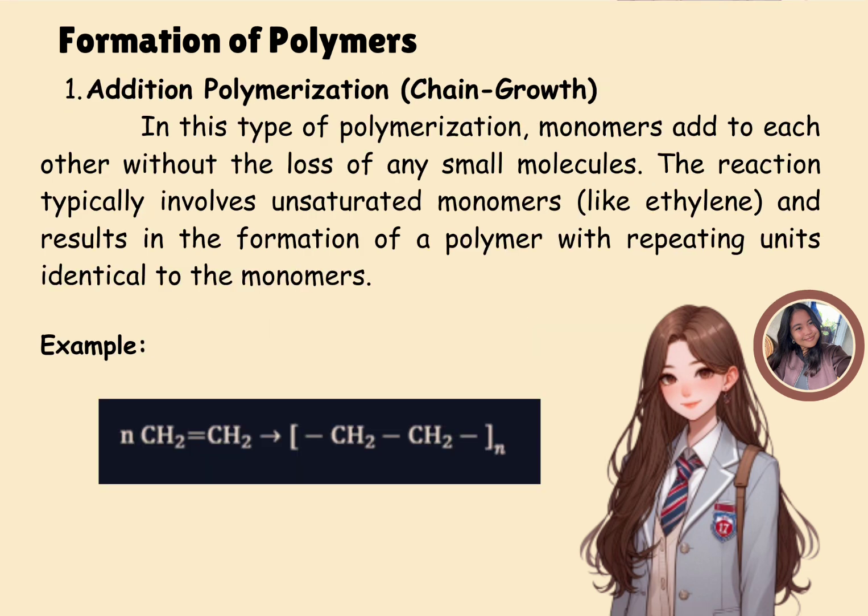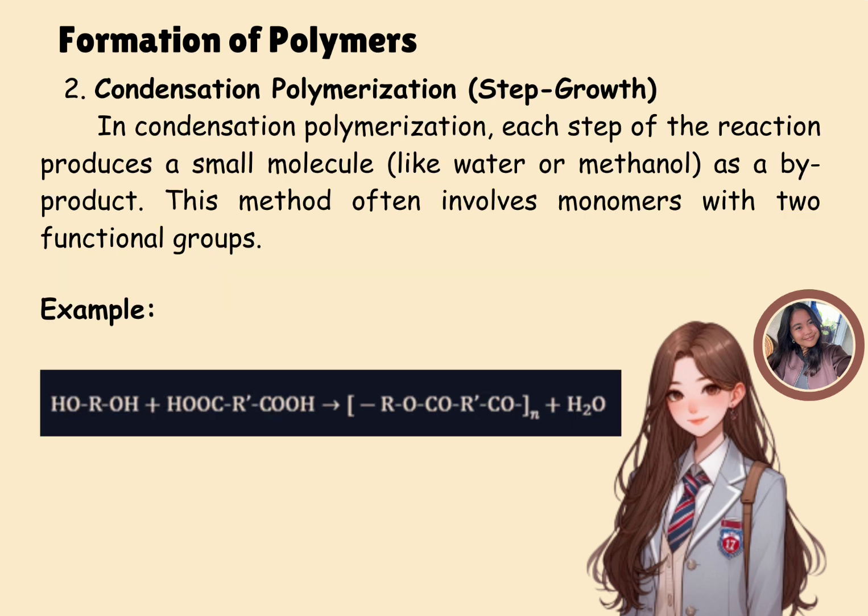Addition polymerization, chain growth. In this type of polymerization, monomers add to each other without the loss of any small molecules. The reaction typically involves unsaturated monomers like ethylene and results in the formation of a polymer with repeating units identical to the monomers. Condensation polymerization, step growth. In condensation polymerization, each step of the reaction produces a small molecule like water or methanol as a byproduct. This method often involves monomers with two functional groups.